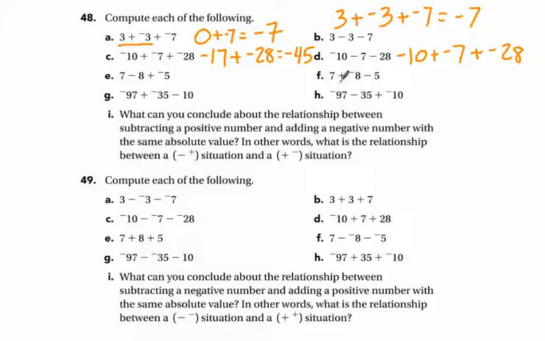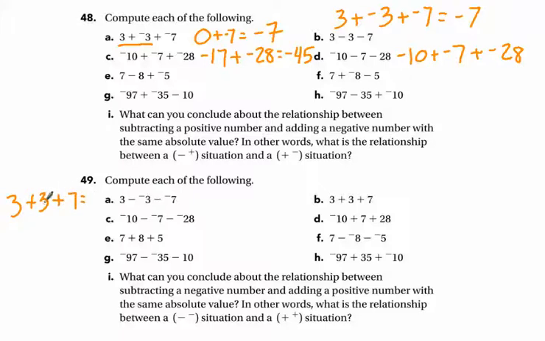If I look at number 49, I have subtraction problems I'm starting out with. I want to rewrite it into an addition. So I have 3 plus, this is going to become a positive 3. I am adding the inverse. The inverse of negative 3 is a positive 3. Adding the inverse is a positive 7.